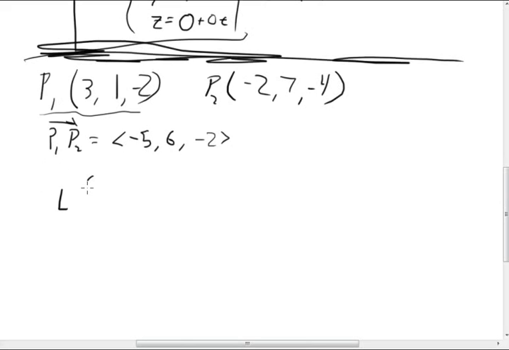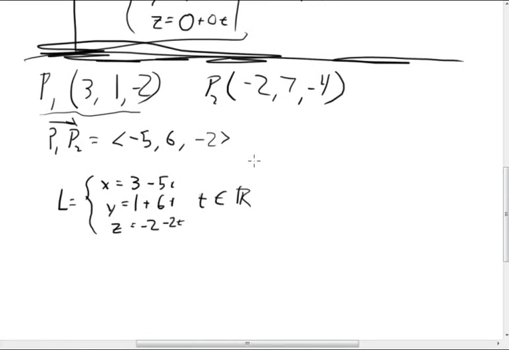So the line is x is equal to 3, that's this x component, minus 5t, and y is equal to 1 plus 6t, and z is -2 minus 2t, where t is an element of the reals.